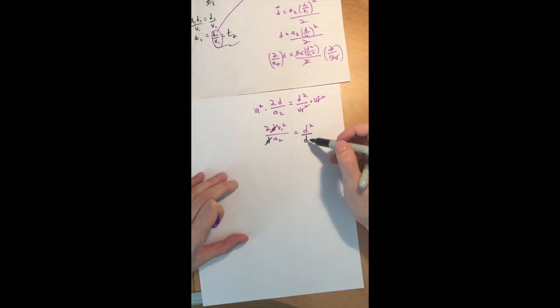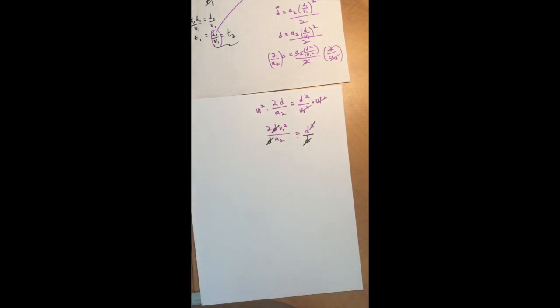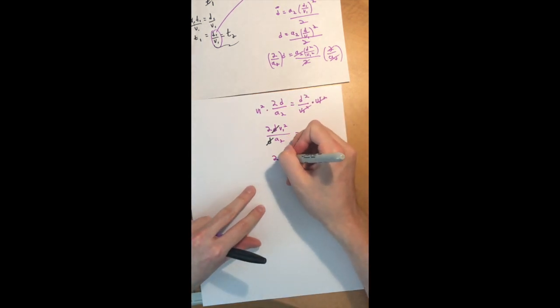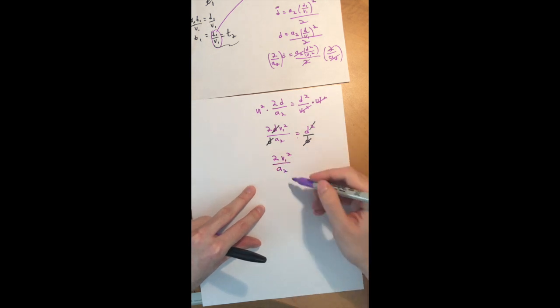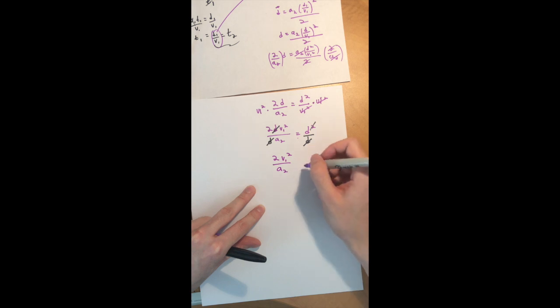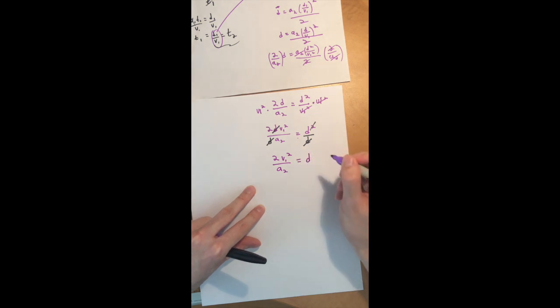D squared over D, well, D squared is just D times D, right? So D is being multiplied by D, but it's also being divided by D, so really it's not squared, and that one cancels. So let's just simplify. 2 times V1 squared, the speed of that first uniform motion firefighter, over the acceleration of the non-uniform firefighter, firefighter number 2, is equal to D, the distance.